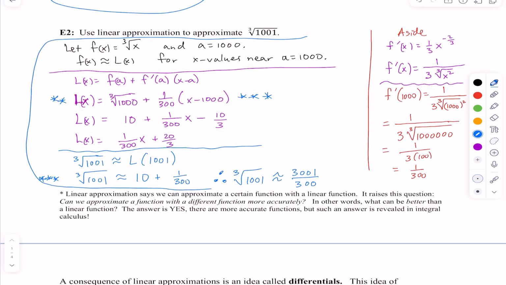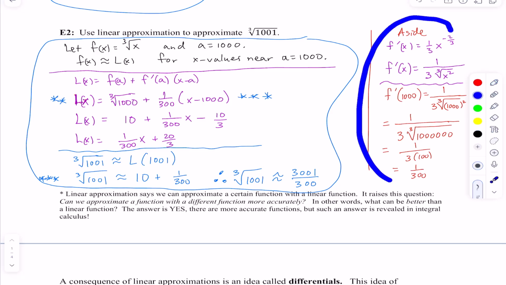Notice there's actually 3 separate procedures being done. You could even say there's a 4th one if you consider the side work here. So make sure you are staying organized, be able to present your linear approximation, and notice how powerful that equation of the tangent line really is.